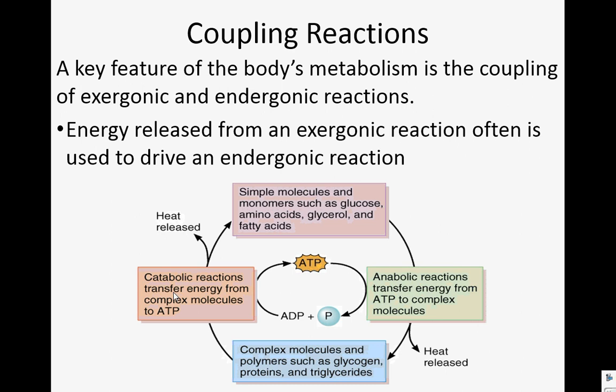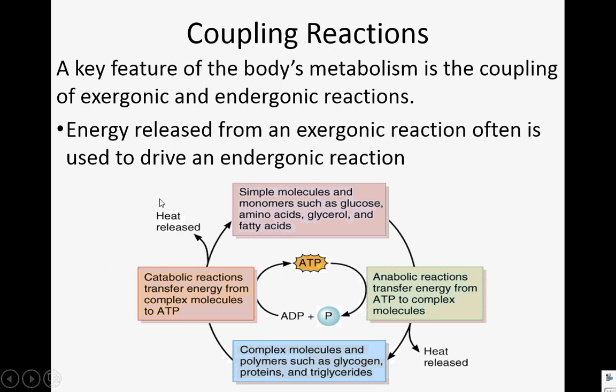A key feature of our body's metabolism is to couple exergonic and endergonic reactions. For example, energy released from an exergonic reaction, as we just mentioned on the previous page, is often used to drive an endergonic reaction. Here we can just start with catabolic reactions, so something's being broken down, transferring energy from complex molecules to ATP. Those complex molecules could be something like glycogen, proteins, or triglycerides, forms of carbs, proteins, and fats. We break them apart, we form something smaller, simpler, like amino acids from the proteins.